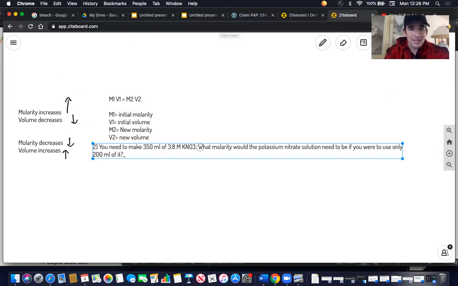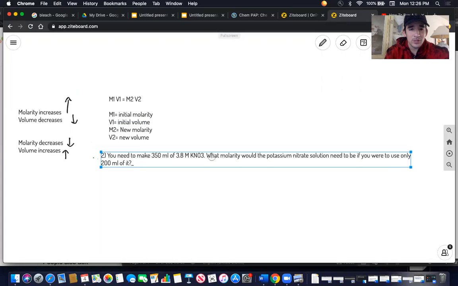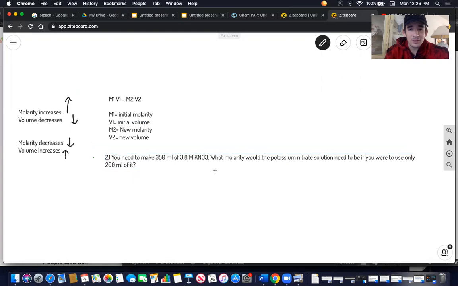If you need to make 350 milliliters of 3.8 molar KNO3, potassium nitrate, what molarity would the potassium nitrate solution need to be if you were to use only 200 milliliters of it? So remember, we have to convert everything to liters. We'll do that here in a second.